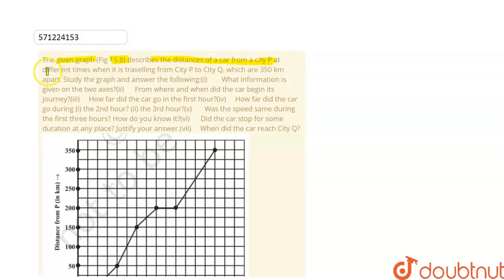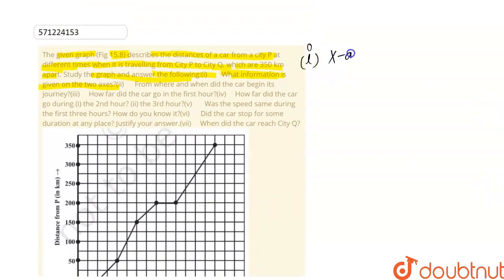Here the given question is: the given graph 15.8 describes the distance of a car from a point P at different times when it is traveling from city P to Q, which are 350 km apart. Study the graph and answer the following questions. The first part is, what information is given on the two axes? So let's solve all the parts one by one. In the first part we have to tell about the information given on the two axes.